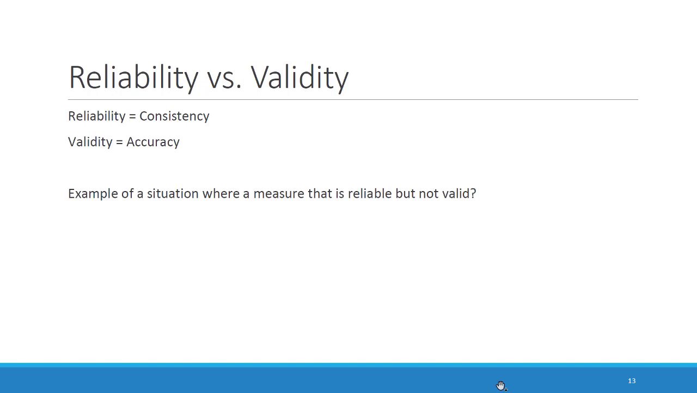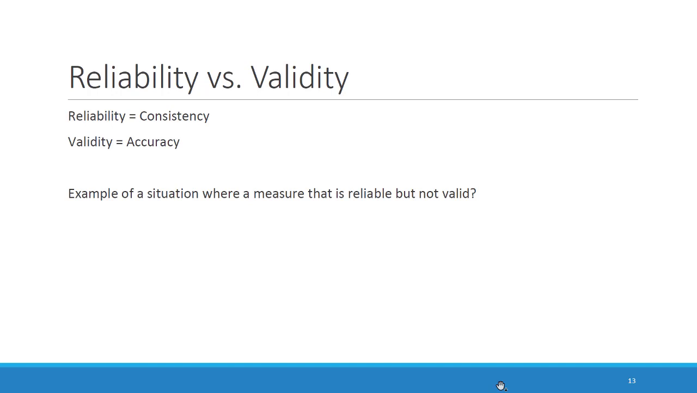Can you think of an example of a situation where a measure is reliable but not valid? I'll give you a minute to think about that. A situation where a measure is reliable but not valid.